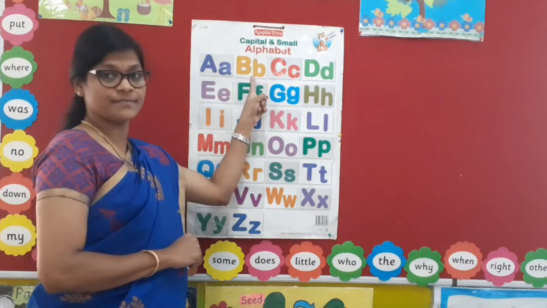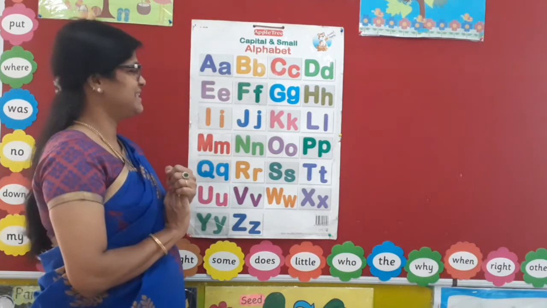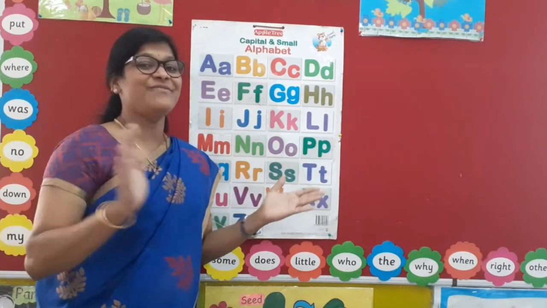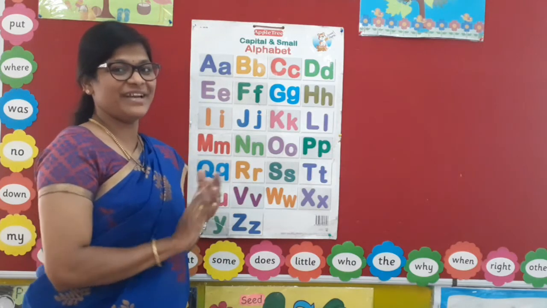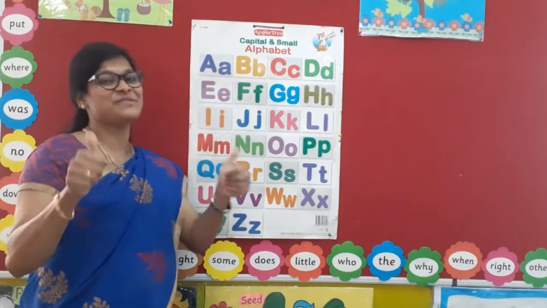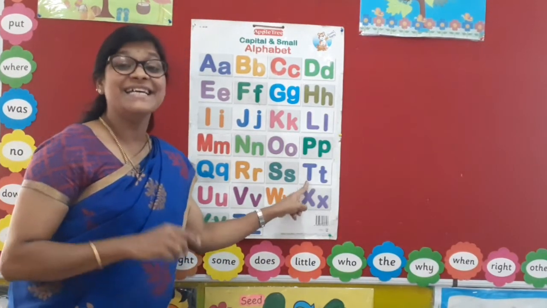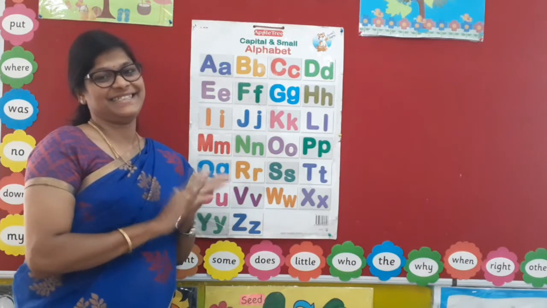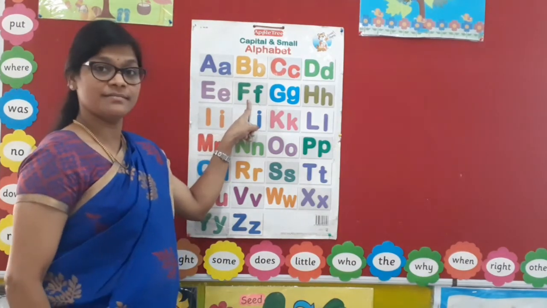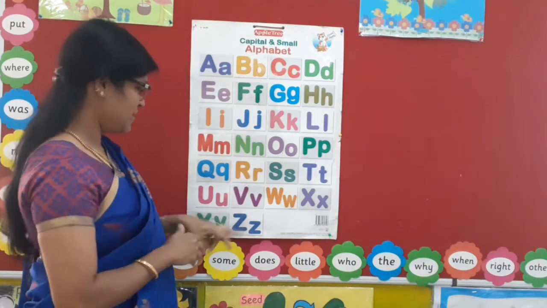Tell me, what letter is this? B, you're right. Very good. Now tell me, what letter is this? Yes, very good, kids. Very good. Now tell me, what letter is this? M. Super, children. Superb. Now tell me, what letter is this? T. You're right. Super, children. Superb. Now tell me, what letter is this? Yes. Superb, children.